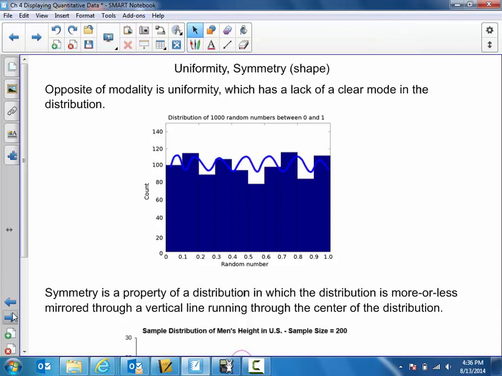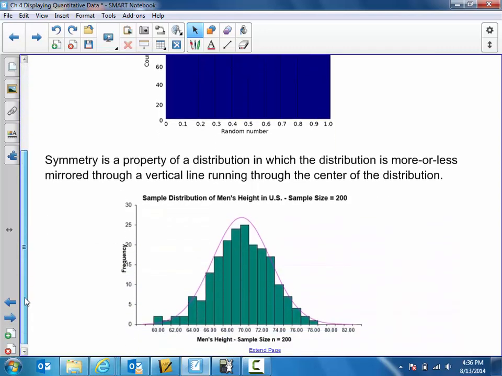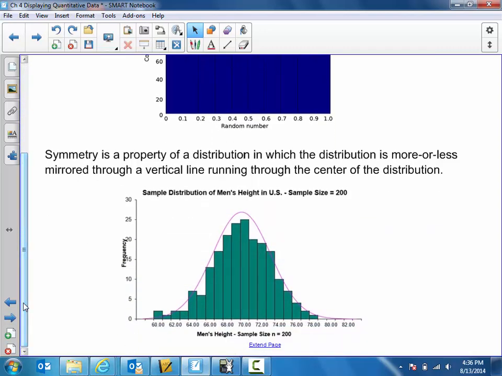You don't have any prominent peaks. The data is kind of bumping up and down as you go across, but all the bins are relatively close to each other in terms of their counts or their frequencies on the vertical axis. So there's uniformity. Another thing that you want to look for when you're describing a histogram.